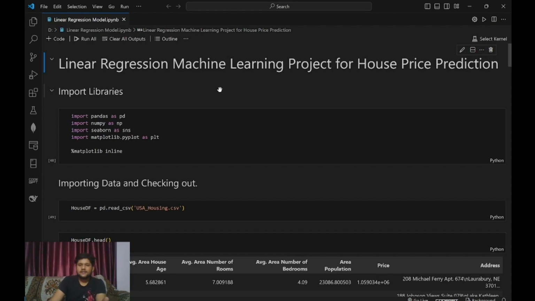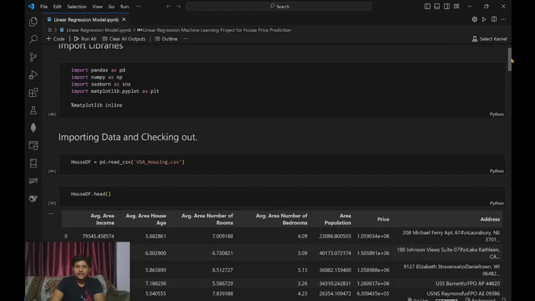So, let's see this notebook. This is basically my Python notebook, which I made some months or years back. This is housing price prediction using the linear regression model. We have this USA housing.csv file, in which I implemented linear regression and tested my model. Let's quickly cover the things.